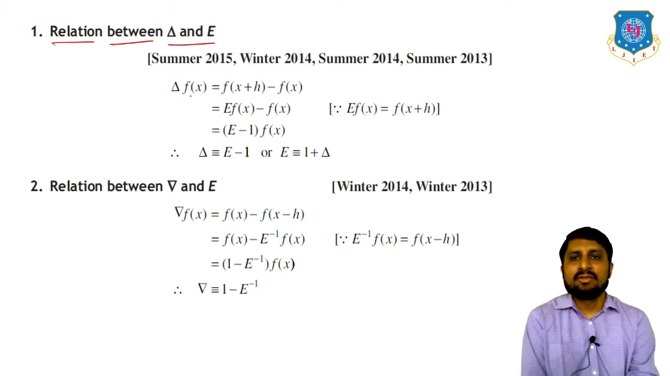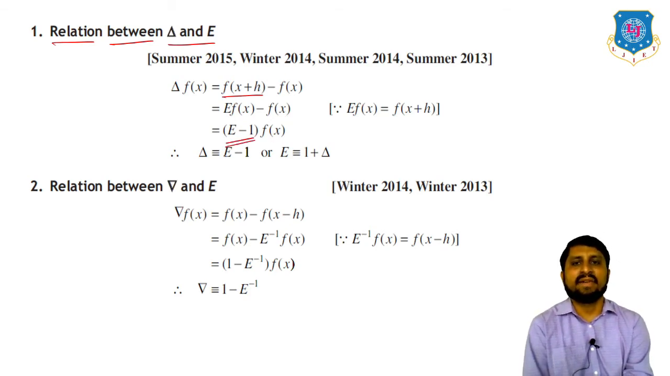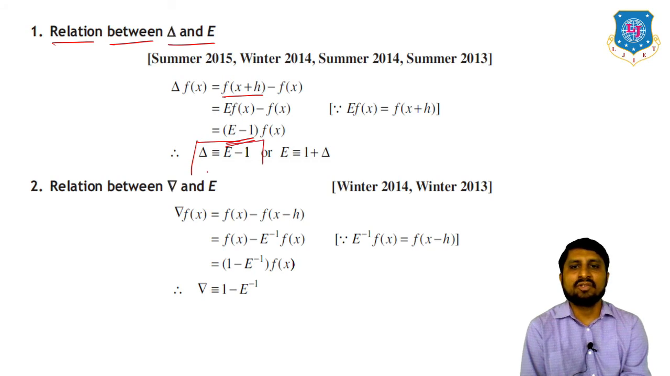Okay, so delta f of x, that is equal to f of x plus h minus f of x. And what is f of x plus h? That is exactly E of f of x minus f of x. So E minus 1, right? E minus 1 applied on f of x. So you can easily prove that delta is equal to E minus 1. This forward difference operator is equal to E minus 1. Okay, and they can also ask that E is equal to 1 plus delta.